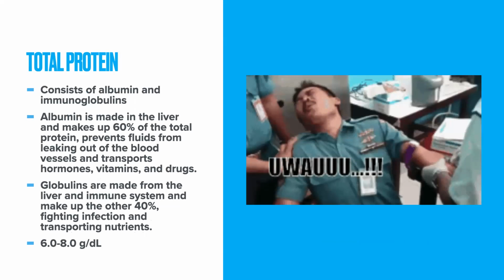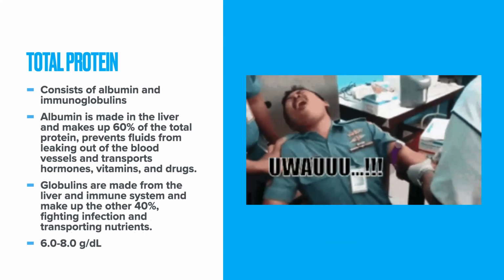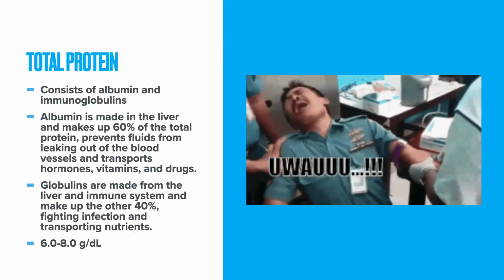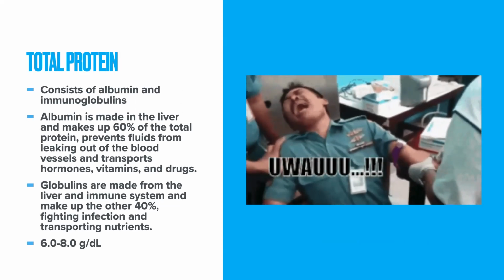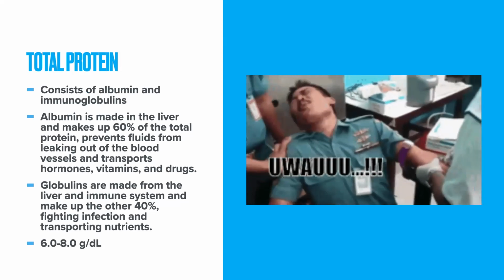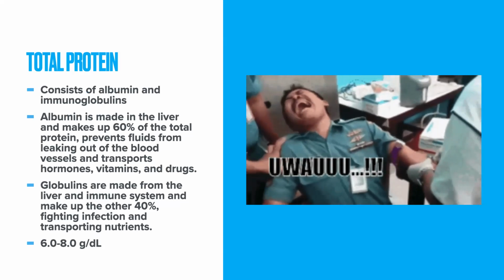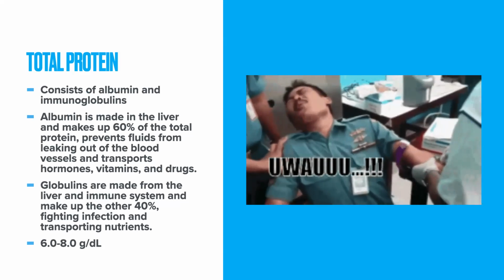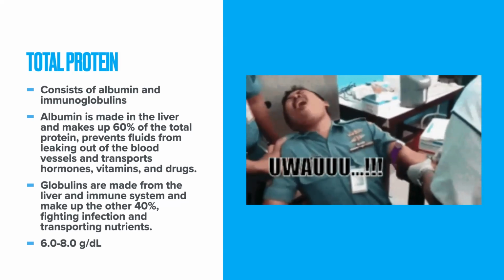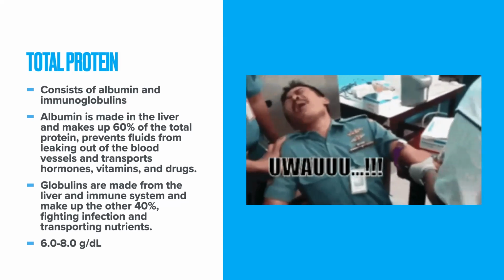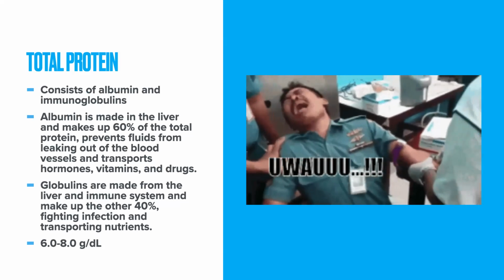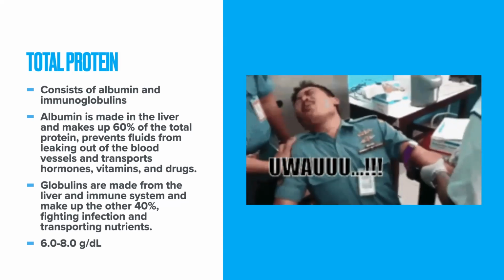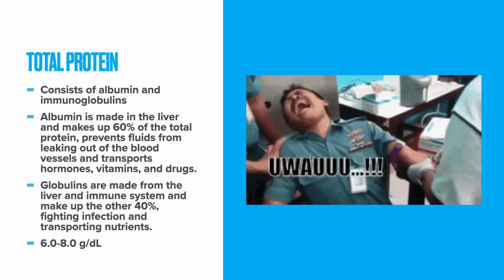Total protein. Total protein consists of albumin and immunoglobulins. Albumin is made in the liver, and it makes up 60% of that total protein. Like I said, it prevents that fluid from leaking out of the blood vessels and transports hormones, vitamins, drugs, right? So the albumin is almost like that plug that's keeping everything in. Globulins are made from the liver and immune system and make up the other 40%, fighting infection and transporting nutrients.